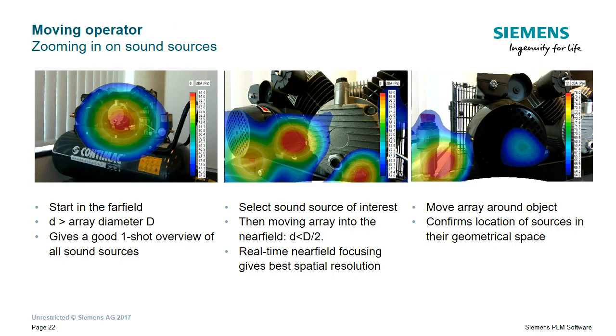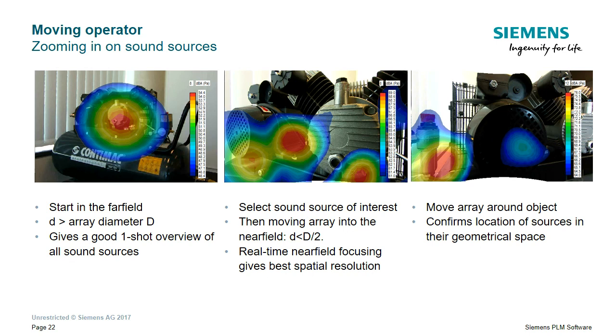Here's another example, like the moving operator example. It's a typical use case of sound source localization, where you see on the left, in the far field, you measure something, you hear something. It's usually a big red spot. And we want to know in more detail where this sound is coming from. So the first next thing we do, of course, is move into the near field at about half the array diameter in this case. And we might even use some real-time techniques so that we can actually observe these results in real-time. Such calculations can be made fast enough that you can do them in real-time, instead of only in post-processing.